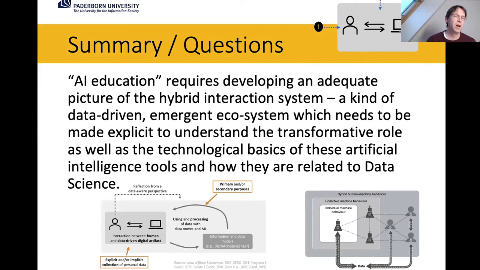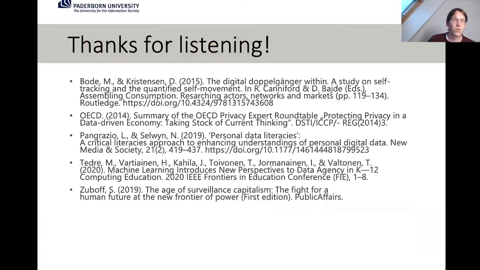So I think our position, our rationale for AI education could be that it requires developing an adequate picture of the hybrid interaction system, a kind of data-driven emergent ecosystem, which needs to be made explicit to understand the transformative role, as well as the technological basis of these artificial intelligence tools and how they are related to data science or the role of data. Here on the left, our data awareness and our interaction system, and here on the right, from some people more from the subject. Okay, that's from me.